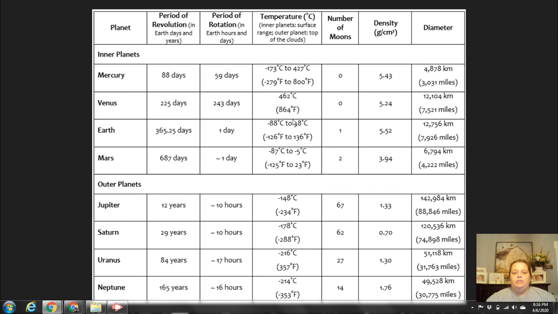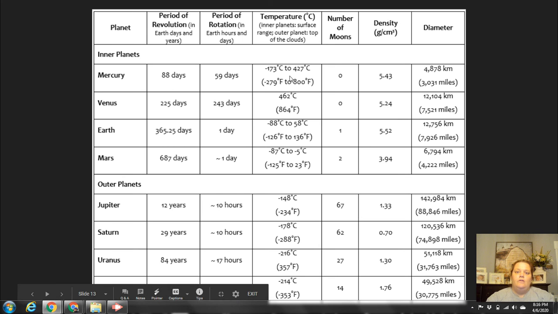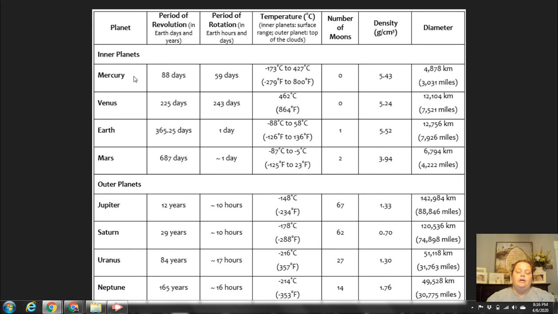And here we have some temperatures. These are temperature ranges. So believe it or not, for Mercury, it depends on which side you're actually looking at. It can be a negative temperature. This is Celsius, which is what most scientific areas use, but I'm going to do Fahrenheit right here. You can go from negative 279 all the way to 800. It just depends on which side you're looking at. Venus gets very hot. Earth, of course, we know you have a negative 126 degrees Fahrenheit all the way to 136 in the Sahara Desert and places like that.